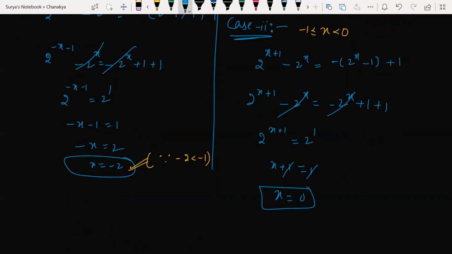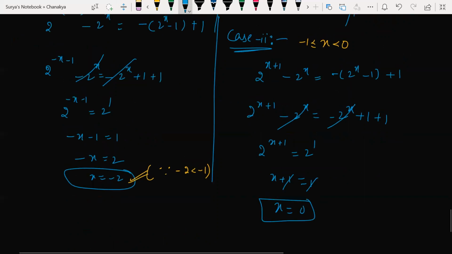Now tell me whether x value 0 is going to satisfy this inequality. No. How, sir? Because minus 1 less than 0 less than 0 is impossible. It is not going to satisfy. Cool. Now what is case 3?